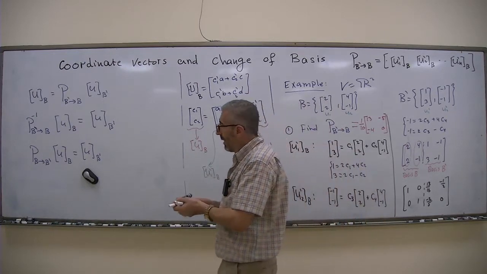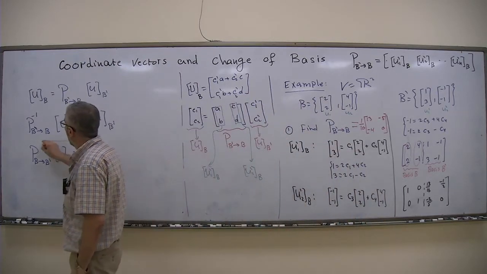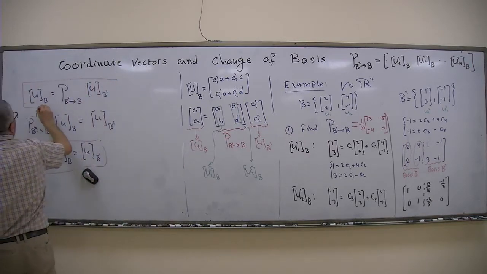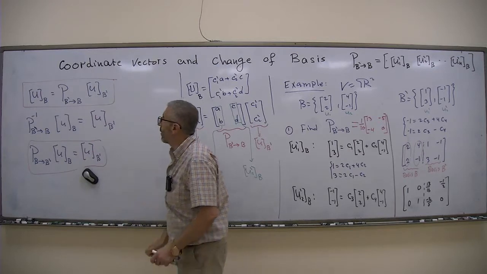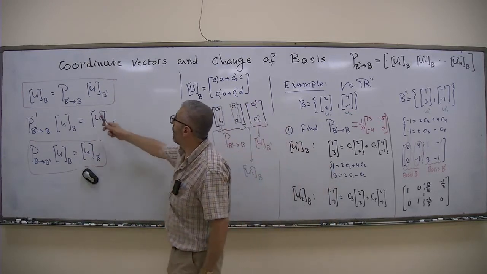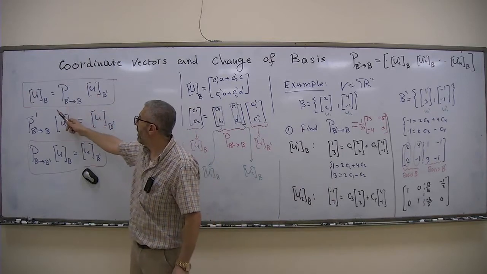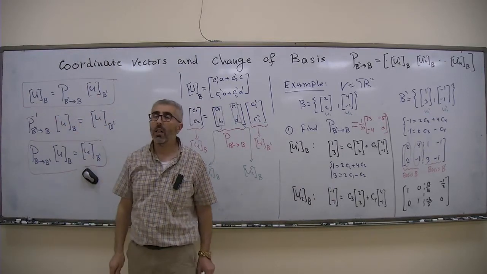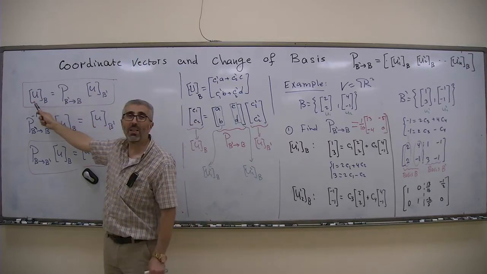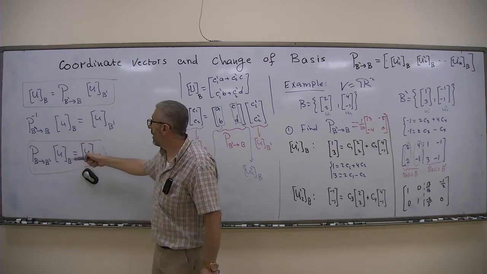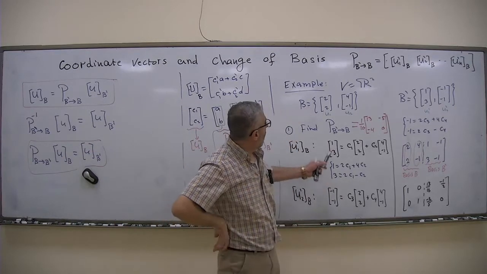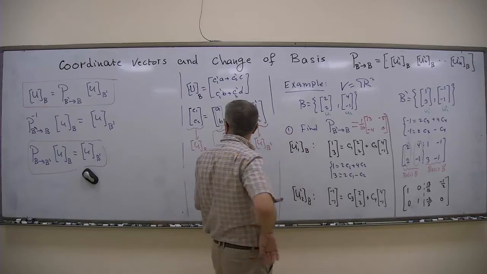So whether you do it like this, or you do it like this, both are correct here. Now, in this equation, you have three things. You have the coordinate vector here, you have the transition matrix, and you have the coordinate vector here. So if you know the transition matrix and you know this coordinate vector, you can find this coordinate vector. And similarly here, the other way around. Okay? So if I go back to my example here and ask you question number 2.